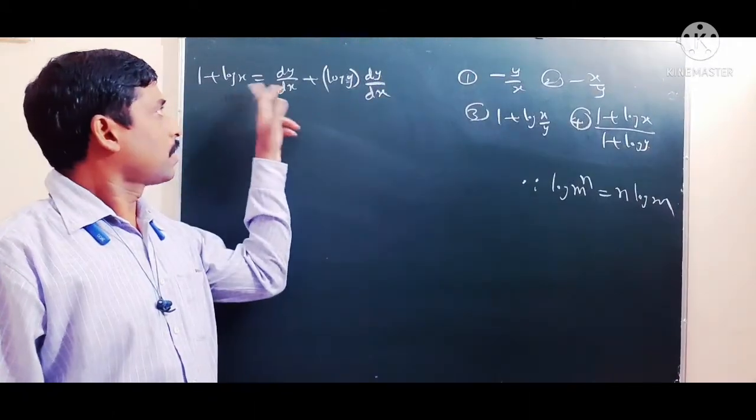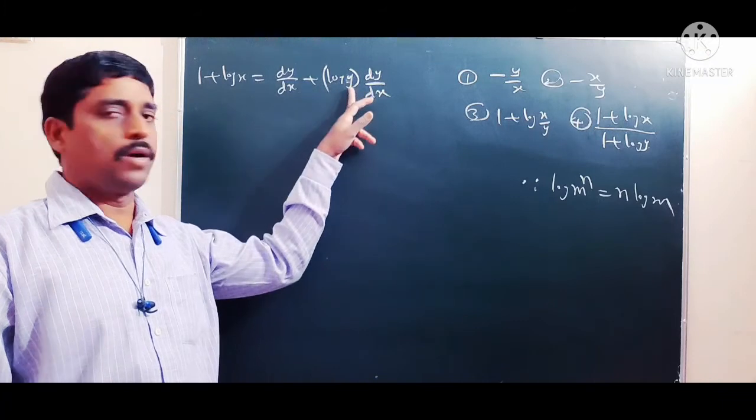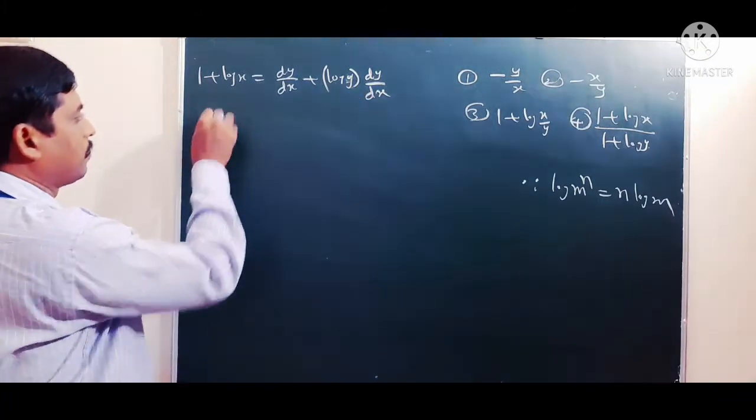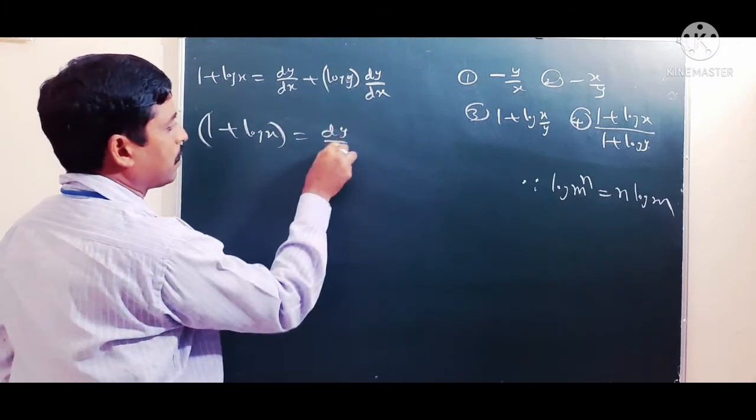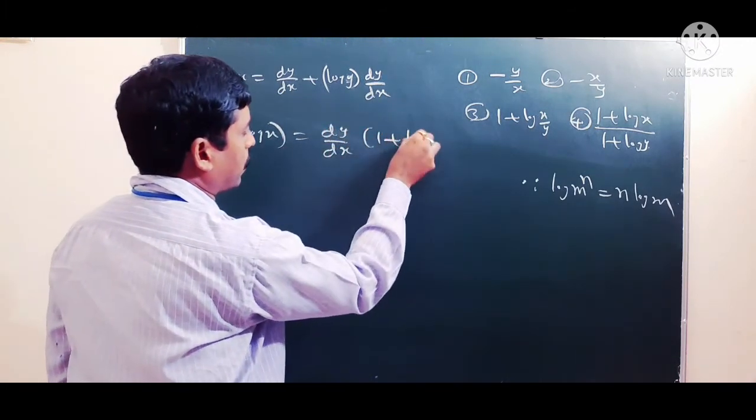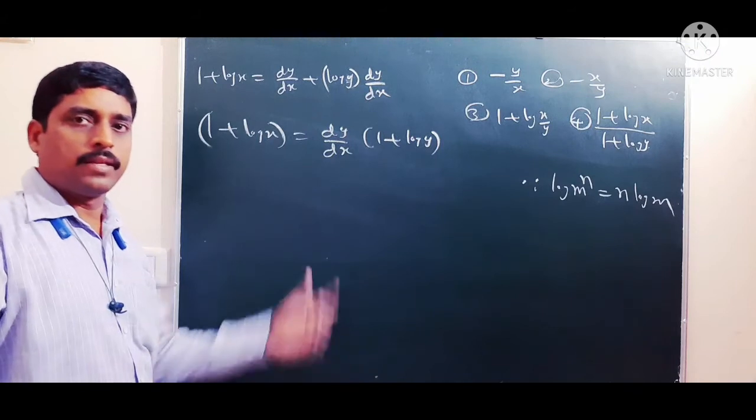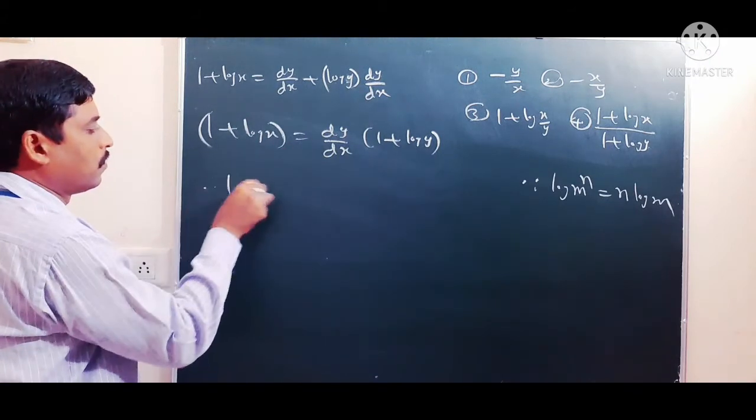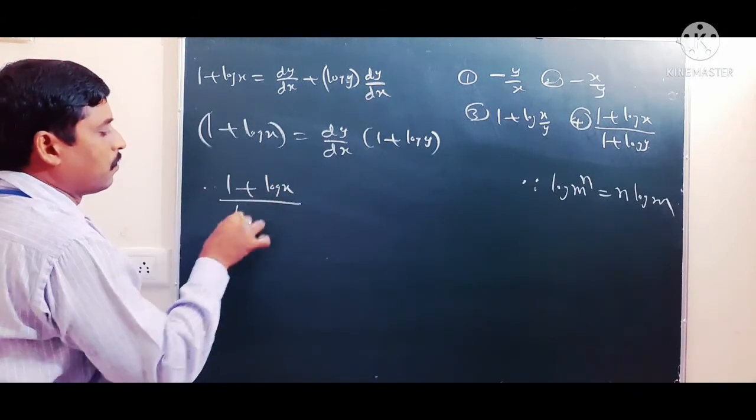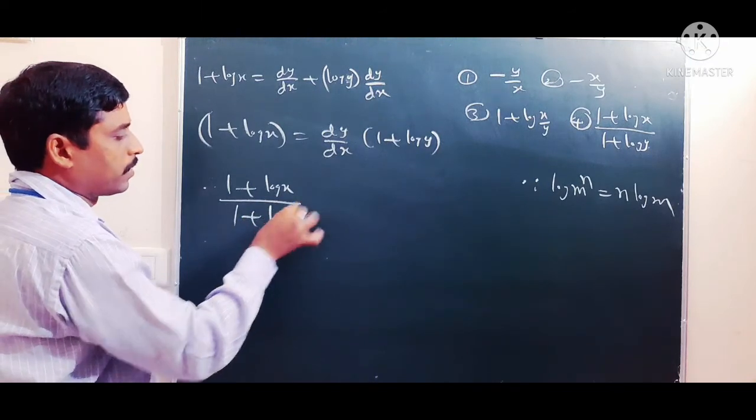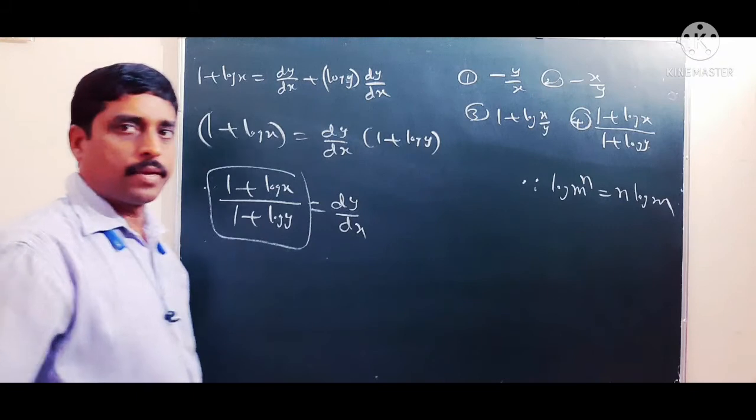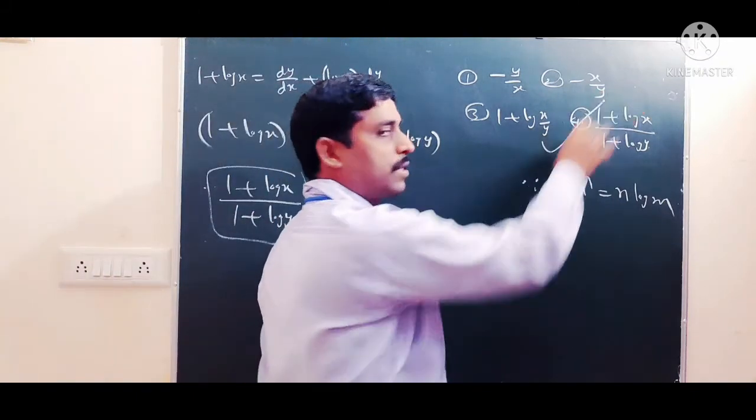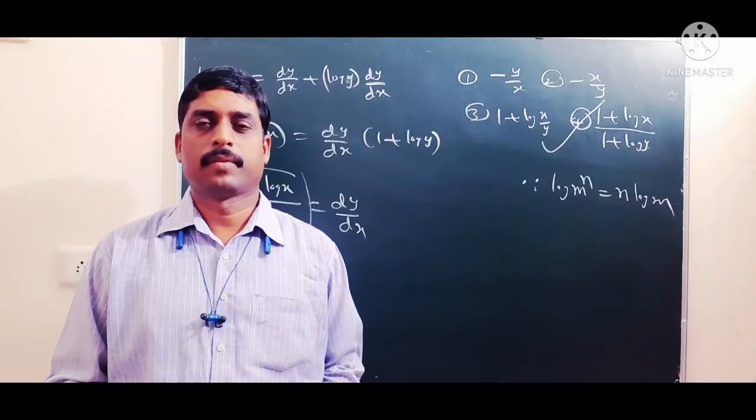Okay, 1 plus log x is equal to dy by dx plus log y dy by dx. So 1 plus log x equals dy by dx, take out common on the right side, 1 plus log y. But our target is dy by dx. Therefore, 1 plus log x by 1 plus log y is equal to dy by dx. So 1 plus log x by 1 plus log y, which option is correct? The fourth option is correct.